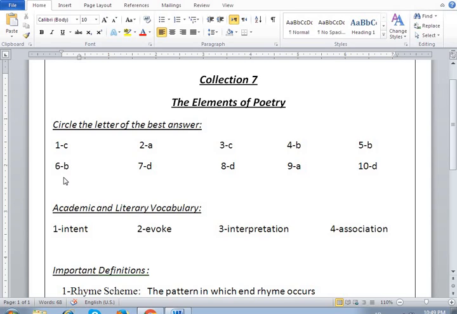Number six. What word means purpose, plan, or aim? It's written in your book, by the way. Interpretation, intent, connection, and describe. So which one is correct? It would be intent. Yeah, that's correct. Number seven. A song or song-like poem that tells a story is called a narrative poem, lyric poem, epic, or ballad. It would be ballad, guys. This type of poem is a song or song-like poem that tells a story.